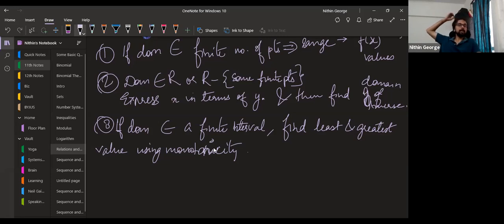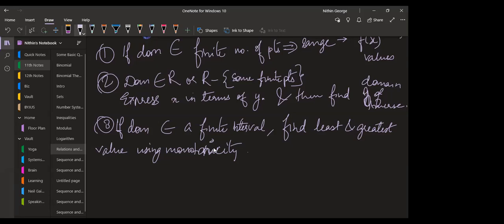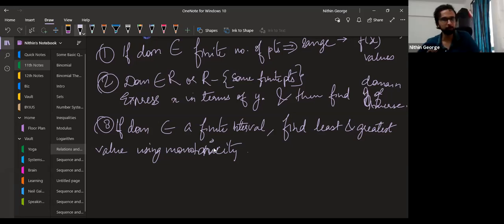So I hope you guys didn't understand the third point. Did you? No, sir. Okay. That I'll explain later. Don't worry. We will be covering range fully. But let's look at the first 2 points today. Okay. Domain is a finite number of points. Range will be the corresponding f of x values.